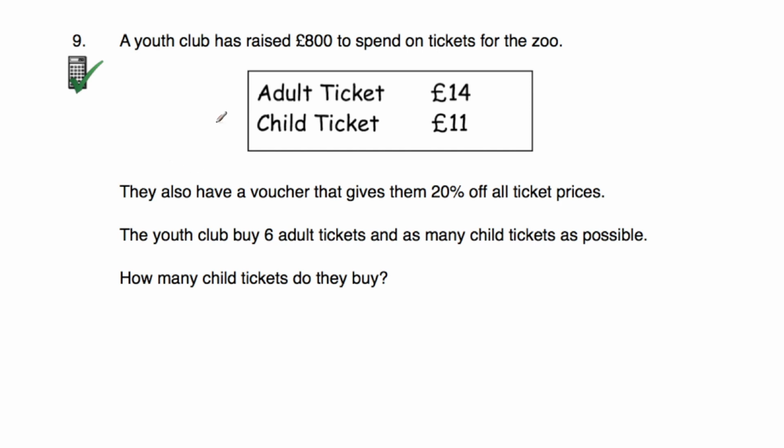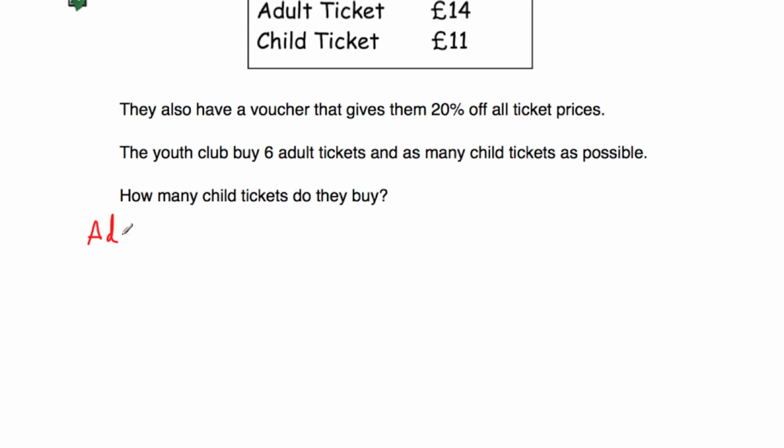So first of all, the youth club have got this voucher that gives them 20% off all the ticket prices. So let's reduce the prices by 20% to start off with. So let's start off with the adult ticket. It's £14. Now this is a calculator question, so I'm going to divide £14 by 100 to find 1%. So £14 divided by 100 is equal to 0.14 pounds or 14 pence.